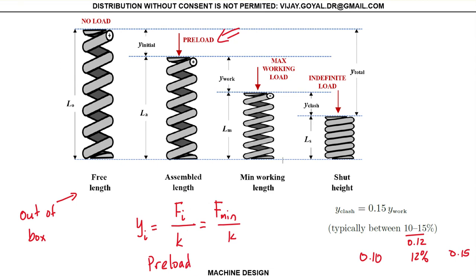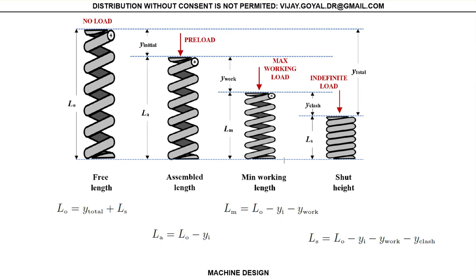Okay, and then your working load will be nothing else than y work, which is F max minus F minimum, again divided by your K, and this is typically given. Many times, it's very common that this delta work is given to you. So you typically know this. This one is typically given in the problem.